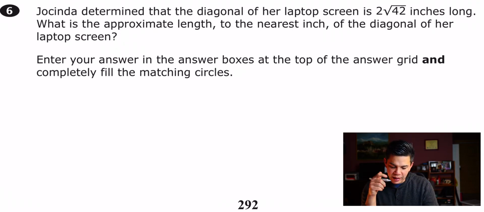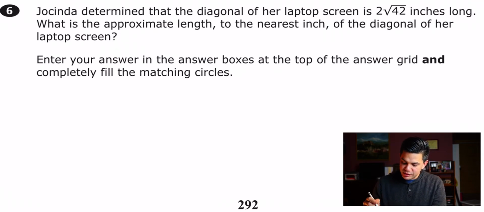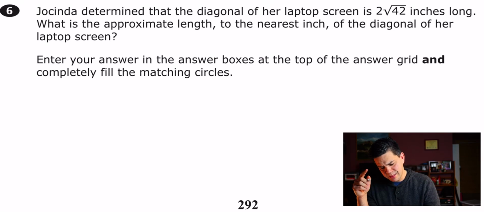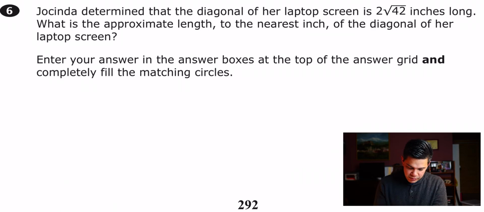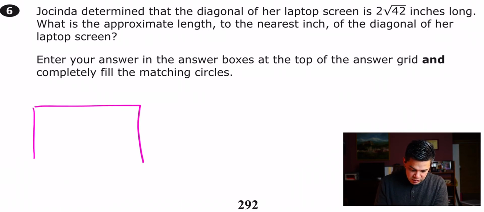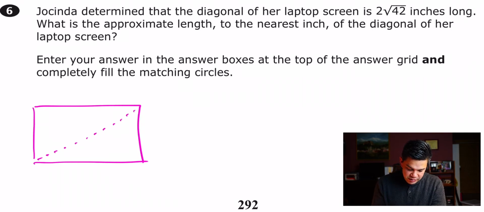Lucinda determined that the diagonal of her laptop screen is 2 times the square root of 42 inches long. What is the approximate length, to the nearest inch, of the diagonal of her laptop screen? Oh boy, this is going to take a minute. When we're talking about the diagonal, we're looking from edge to edge here. This is 2 times the square root of 42.